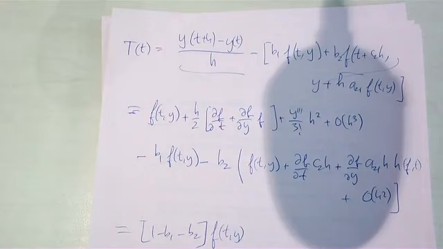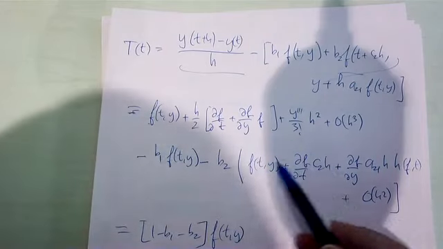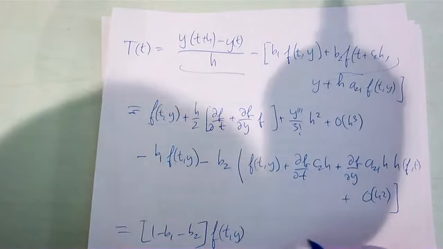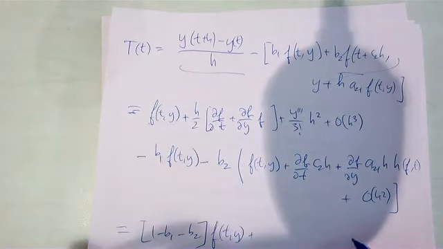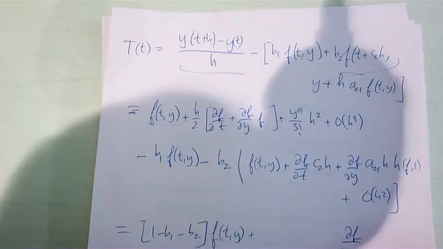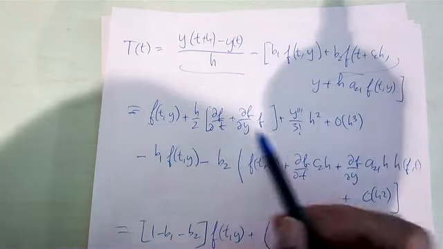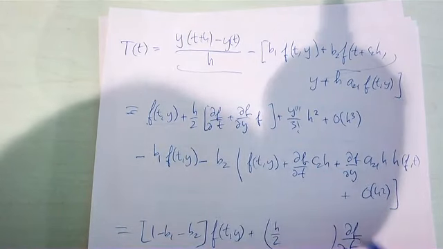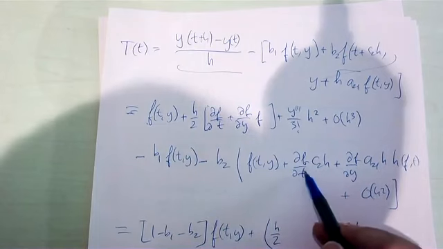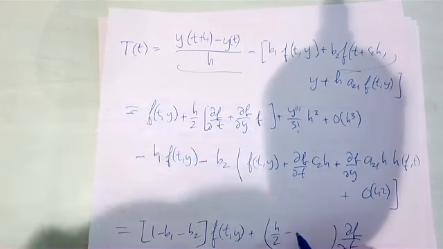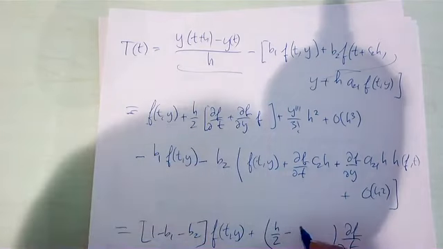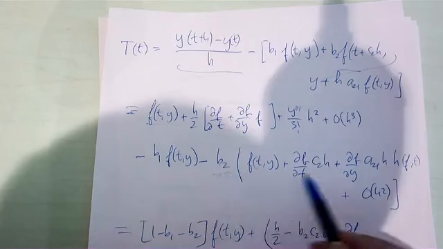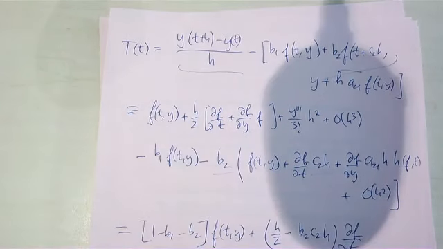And for the partial with respect to t, so partial f with respect to t, then what I have is h over 2 here. Then I have, with respect to t, b2 c2h. So b2 c2h here. So I got this one.